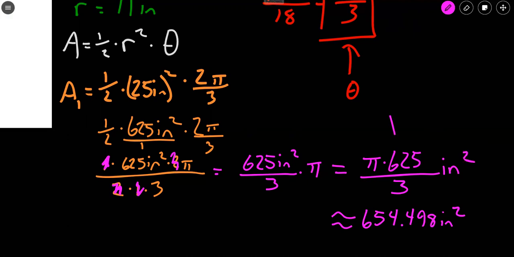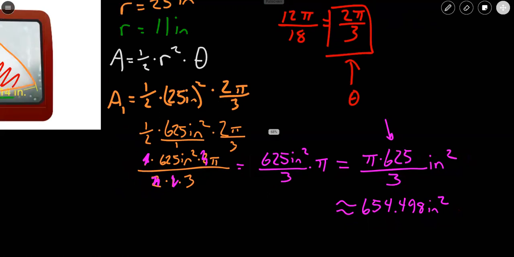So I can get an exact value up here on the top, or I can get an approximate value. And for real life situations, an approximate value is going to be more useful for you because you're trying to figure out real world physical quantities. But again, to 1,000th of a square inch, that's very, very precise measurements. You can probably get away with 654.5 square inches. All right, so that's area 1.